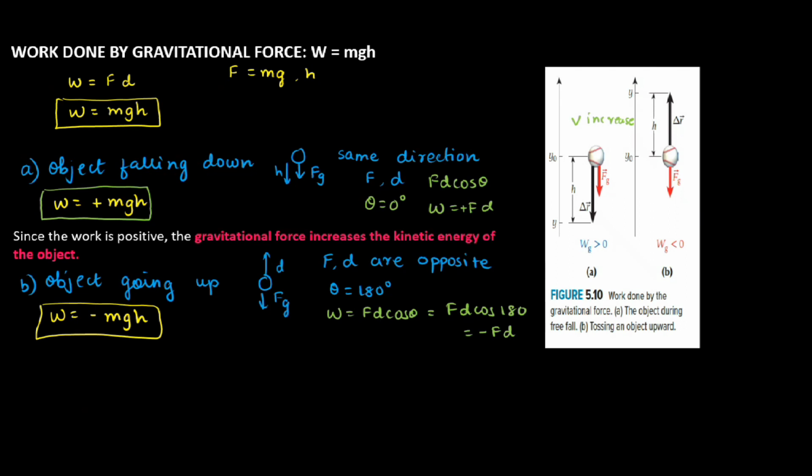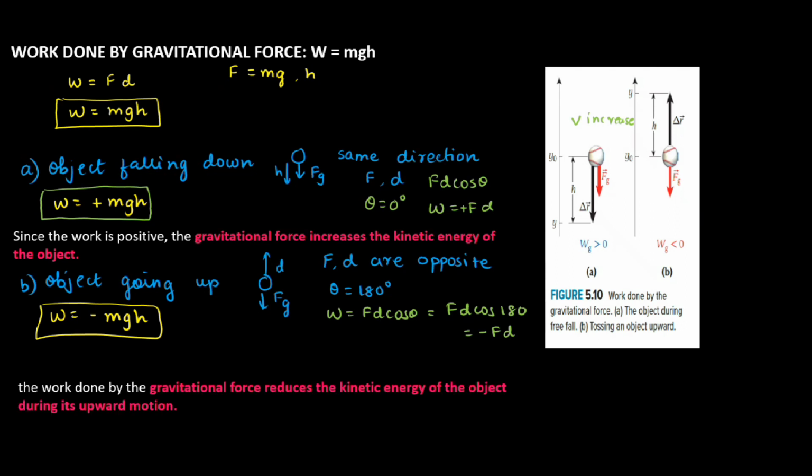So when an object is going up, the gravitational force reduces the kinetic energy of the object. This is why any object, when it is going up, its speed decreases. Because gravitational force is doing work to decrease the kinetic energy of the object.